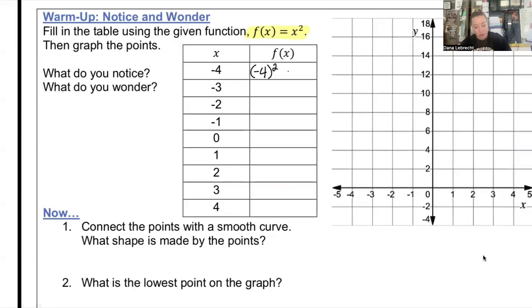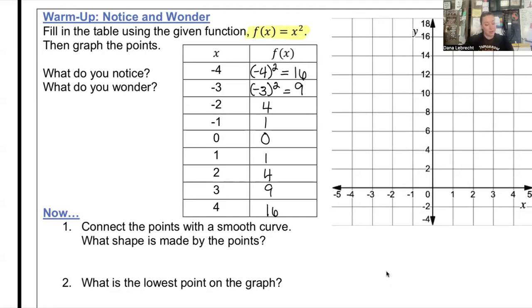So I'm going to put 16 in that spot. Our next one, negative 3 squared. If you type that in your calculator, you get 9. Go ahead, pause the video and complete the rest of the table, and continue playing once you're finished to check your work. Okay, so we should get 4, 1, 0, 1, 4, 9, 16.